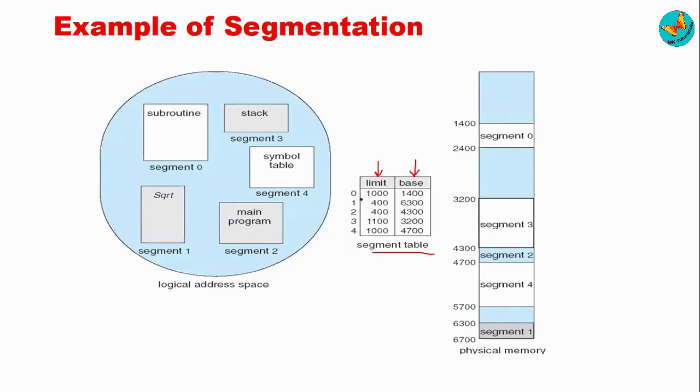If you consider the first, the subroutine, observe that its starting address is 1400. So segment 0 will be put here. And what is the length of this segment? 1000. So 1400 plus 1000. So this segment 0 will be placed between 1400 and 2400. Then consider the second segment, segment 1. Its starting address is 6300. Let us observe it here. And what is the length? 400. So 6300 plus 400. So segment 1 will be put in between them.